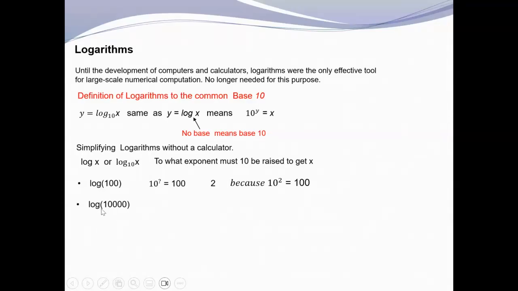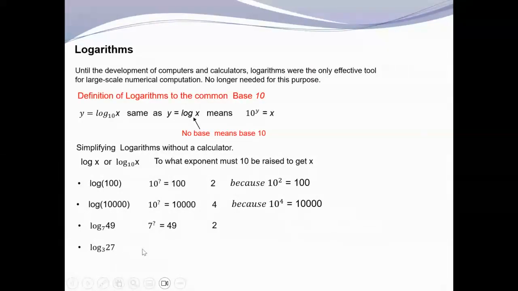Okay, now again, to what exponent will 10 be raised to give us 10,000? The answer is going to be 4. Why? Because 10 to the 4th power gives you 10,000. Okay, now this is a different base. This is base 7. So here, guys, it says 7 to what power will give me 49? The answer is 2, because 7 squared gives us 49. We're going to look at this one. 3 to what power will give me 27? The answer is going to be 3.